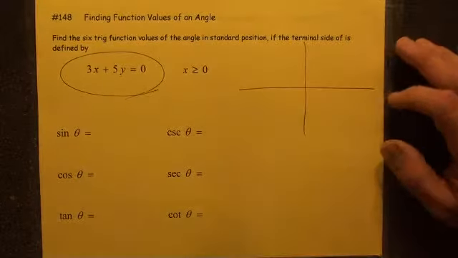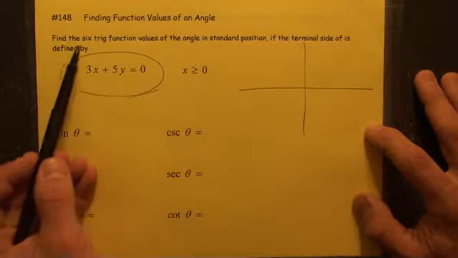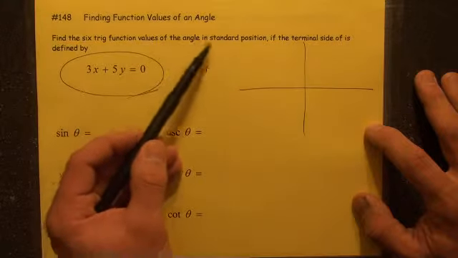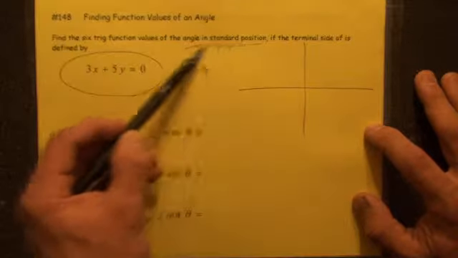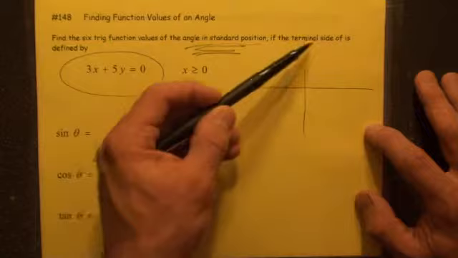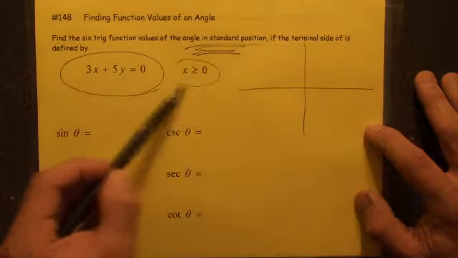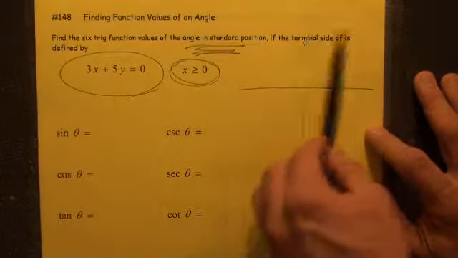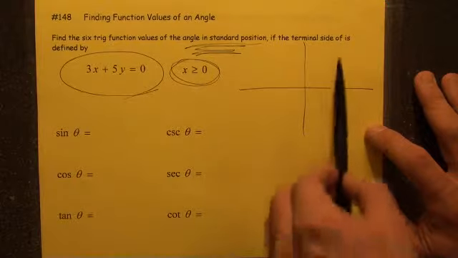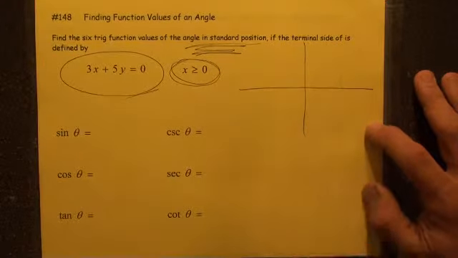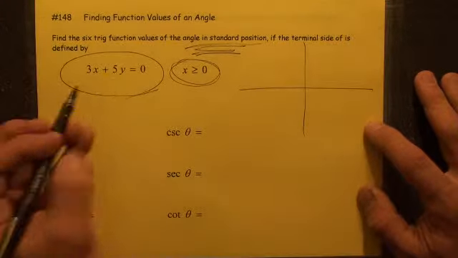Then we're going to find the six trig function values of the angle in standard position, basically meaning the reference angle, if the terminal side is defined by this, with x greater than 0, so x has to be over here. So we're looking in quadrant 1 and/or 4. So let's go ahead and graph this.